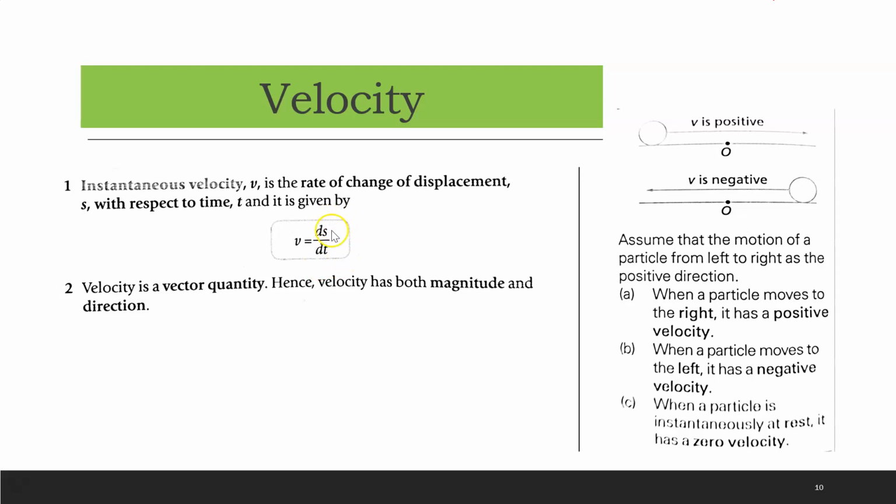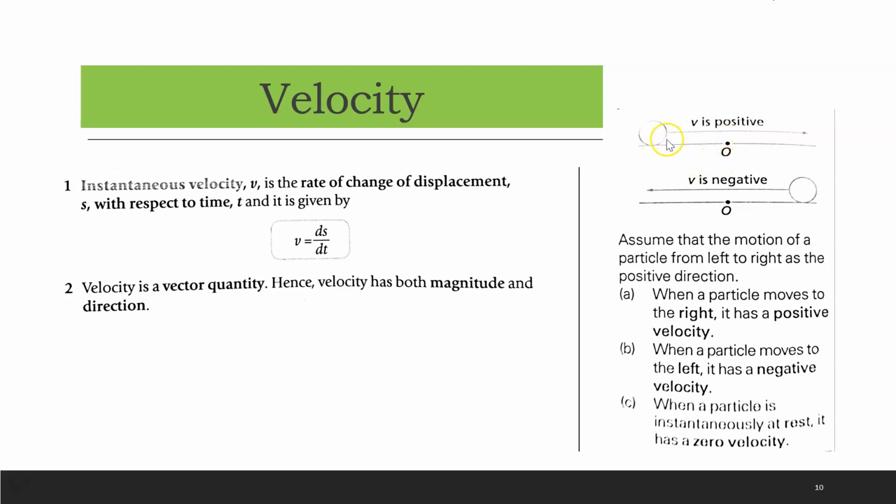Ds over dt ni maksudnya you have to differentiate lah. Kita kena bezakan dia. Okay, second, velocity is a vector quantity. So sama macam displacement, it is a vector quantity where you have both magnitude and direction. Okay. So kita tengok balik kepada this diagram. So when you have a particle, this particle, and this is your point O.